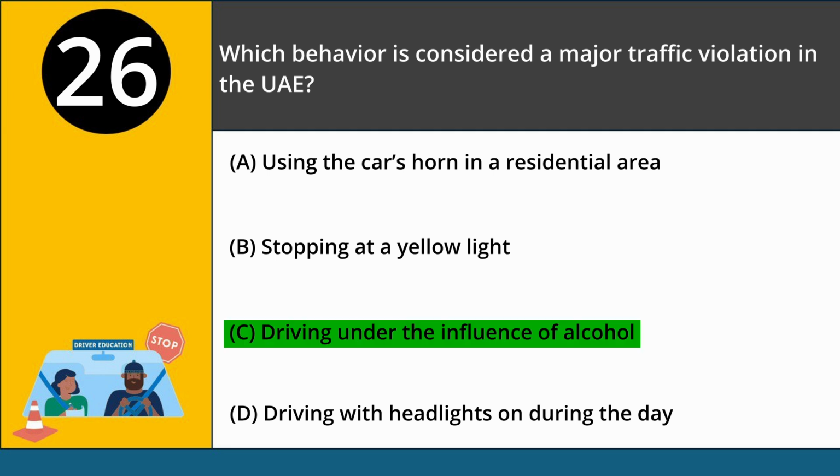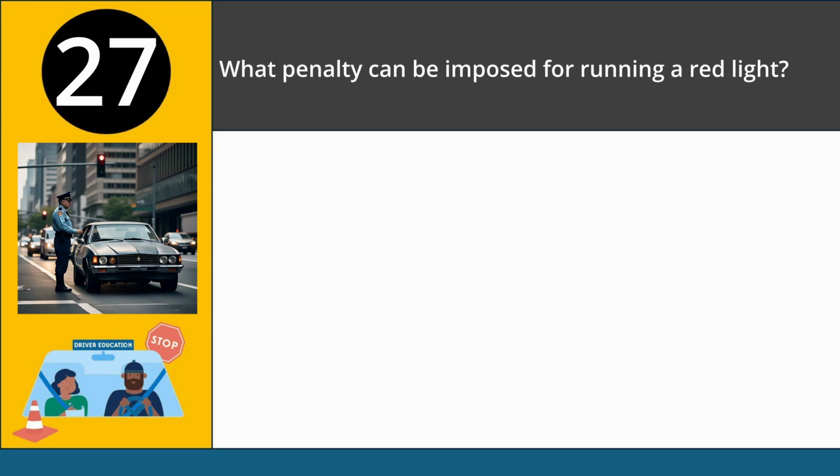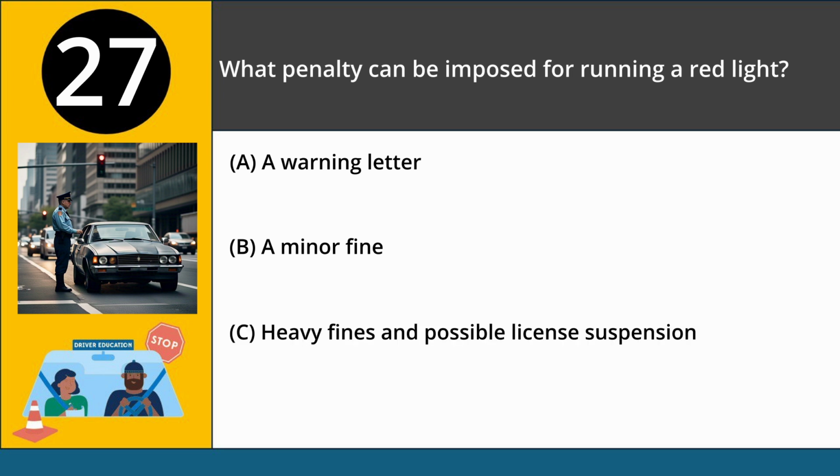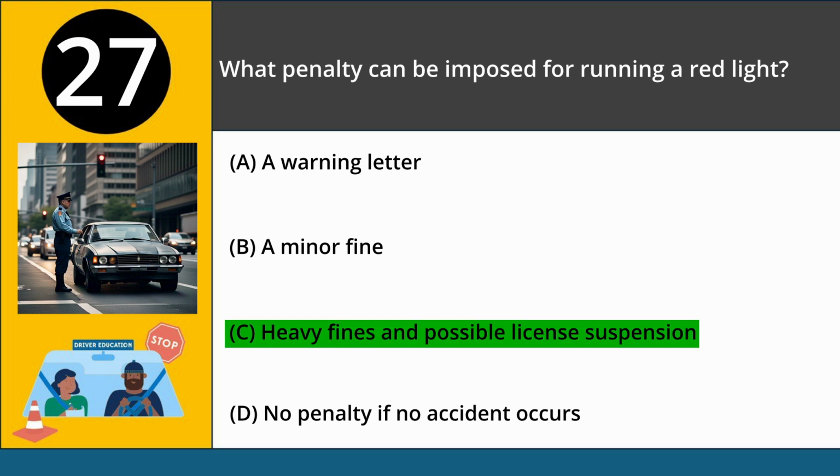penalties in the UAE. What penalty can be imposed for running a red light? A. A warning letter. B. A minor fine. C. Heavy fines and possible license suspension. D. No penalty if no accident occurs. Answer. C. Running a red light is a major offense that endangers all road users.